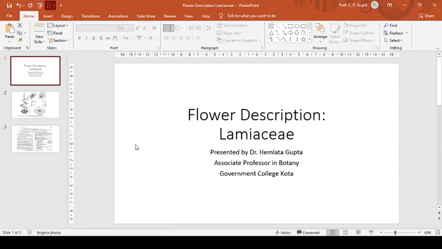Good morning to all. In this series of flower description, today we will discuss a flower from family Lamiaceae or Labiaceae or mint family. Some field recognition characters of this family are aromatic herbs or shrubs with square stems, leaves opposite decussate.